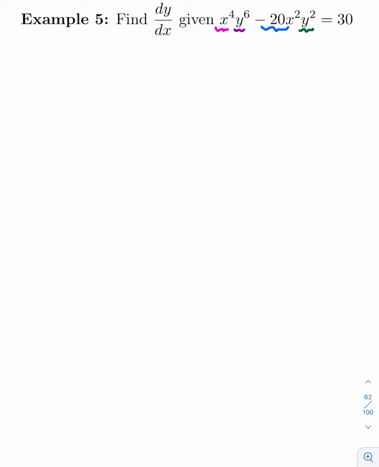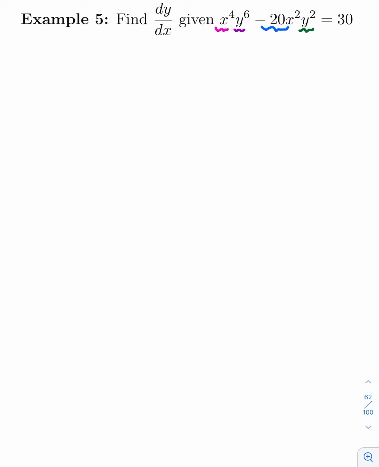For these, I'm going to do the derivative of the first times the original second plus the derivative of the second times the original first. I'm just going to take it piece by piece, and I'm only going to put a dy dx if I've taken the derivative of a y term. So looking at this first product rule, I have x to the fourth times y to the sixth.